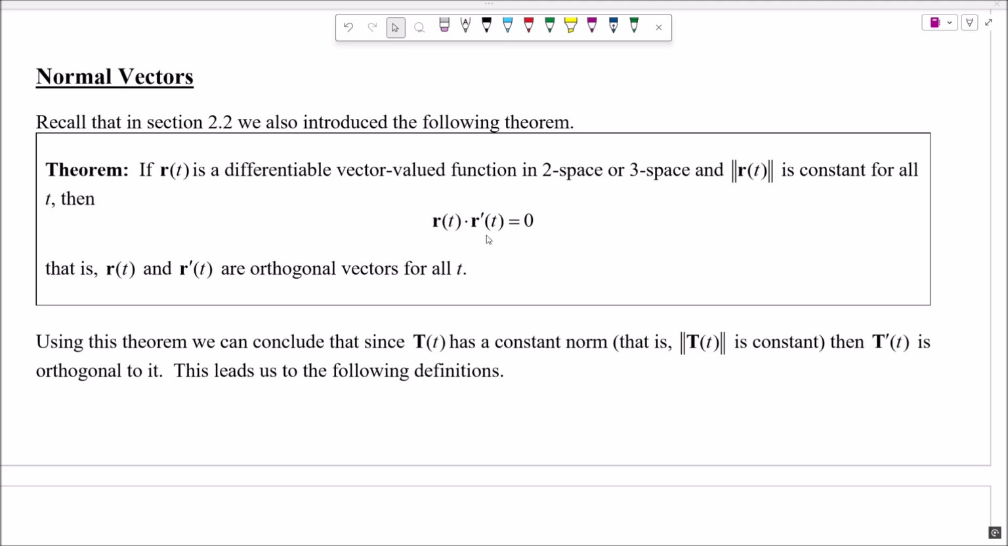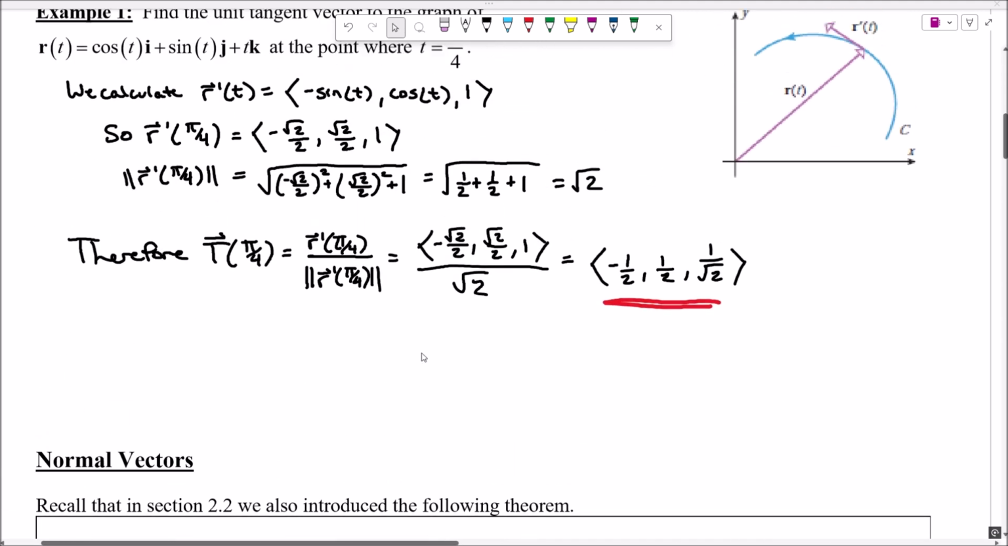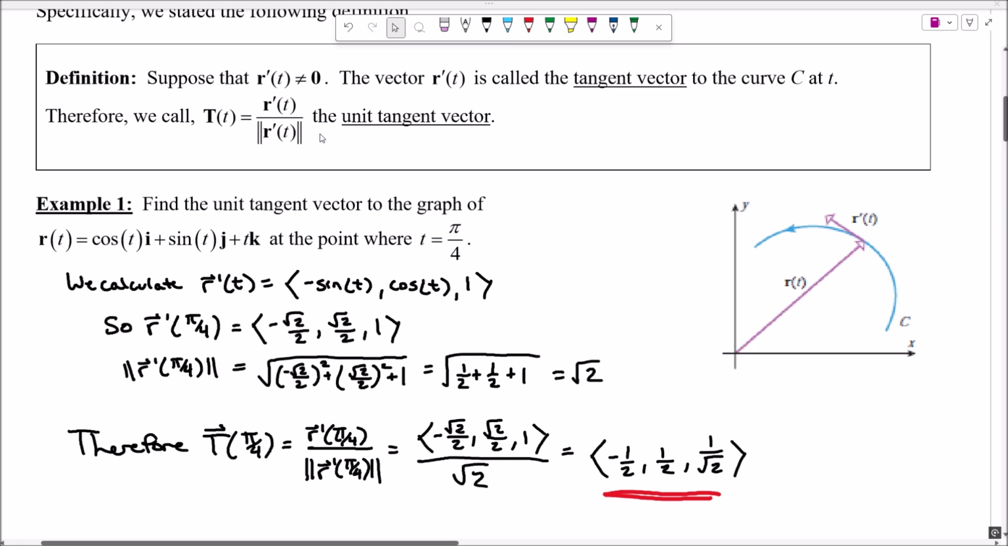Keep in mind that if the dot product of two vectors is 0, that means that the vectors are going to be orthogonal to each other. Well, using this theorem is actually really useful. Keep in mind, capital T of t was our unit tangent vector. Now, I could evaluate this unit tangent vector function at a specific point, like we did back in example 1.